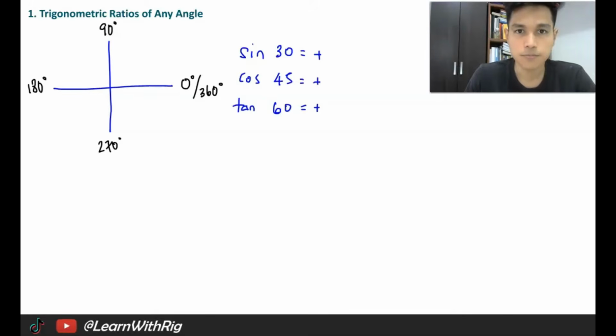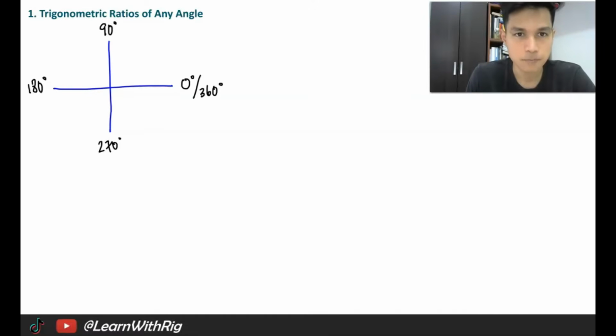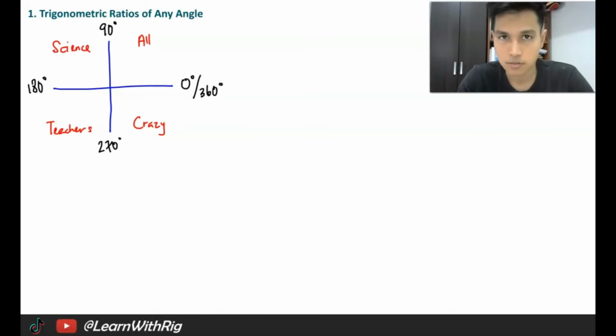Now how are we going to remember this? Let me show you this. Please try to memorize this, which I will make easier for you. So memorize this: All Science Teachers Are Crazy. You can remember this, or you can use other acronyms, as it's up to you, as long as the first one is A, second one is S, third one is T, and last one is C.